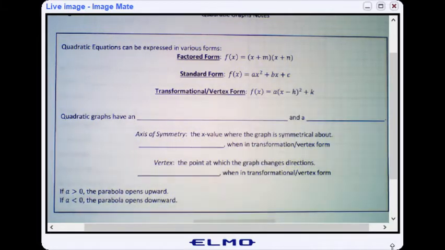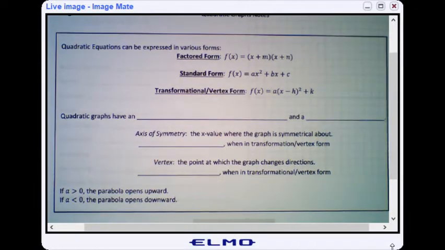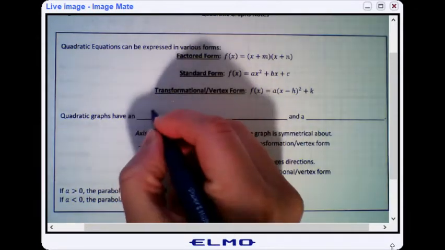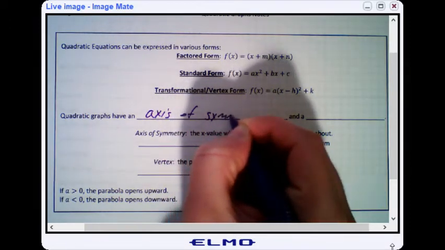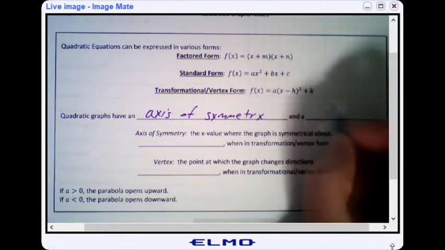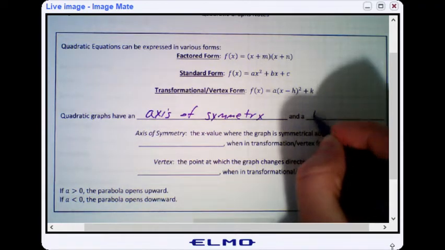Quadratic graphs have all the same characteristics we've been talking about, but we're going to look at two new ones that they've always had. We just didn't discuss them in the beginning because not all graphs have them. They have an axis of symmetry and a vertex.